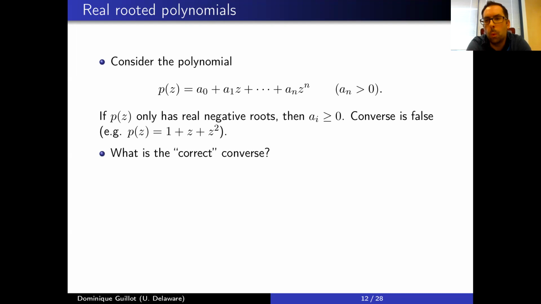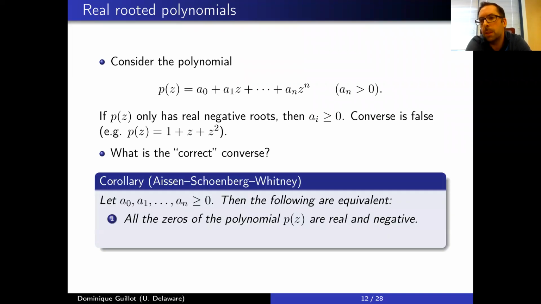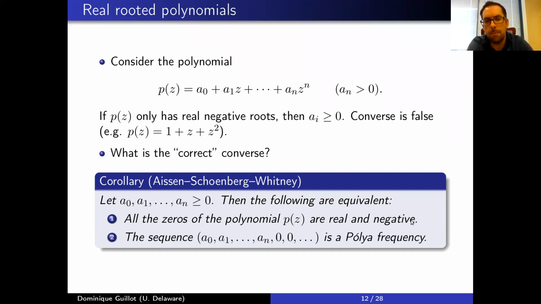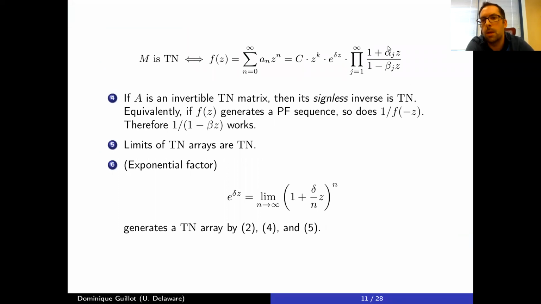So naturally, one may wonder, what is the correct converse? What are the conditions on the coefficients of a polynomial in order to only have real negative roots? It turns out we immediately know the answer using Polya frequency sequences. Suppose I take a sequence of coefficients that are non-negative, which is a necessary condition as we observed above. Then all the zeros of the polynomial will be real and negative if and only if the sequence of coefficients, where you add zeros at the end, is a Polya frequency sequence. Because if I go back to the characterizations, if I have a polynomial that only has real negative zeros, it's going to be a finite product of factors 1 plus alpha z, certainly. And therefore, by the characterization, the sequence of coefficients gives you a totally non-negative array.